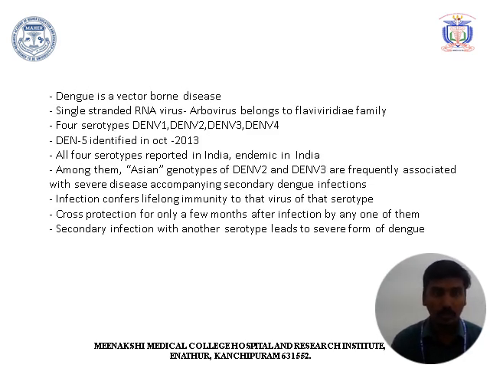So coming to the dengue virus, it is a single strand RNA virus, an arbovirus belonging to the Flaviviridae family. It has four serotypes: dengue virus 1, 2, 3, 4. A new dengue virus 5 was identified in October 2013. All serotypes are endemic in India. Among these, dengue virus 2 and 3 are frequently associated with severe infections.